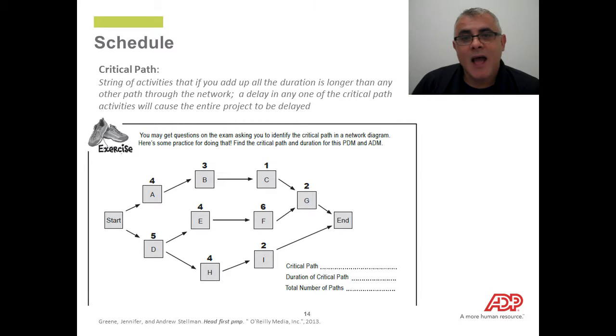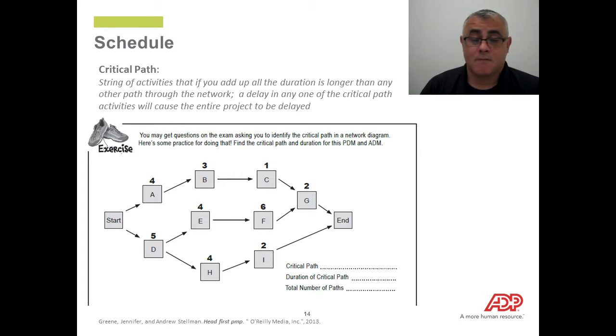All right, on slide 14, I have a little exercise here that is ripped straight out of your Head First book. If you don't have it in your attachments for this week's discussion, we do have a complete workbook document that walks you through how to calculate your critical path, how to calculate the float, to perform a forward pass and to perform a backward pass. We'll get into those in a moment.